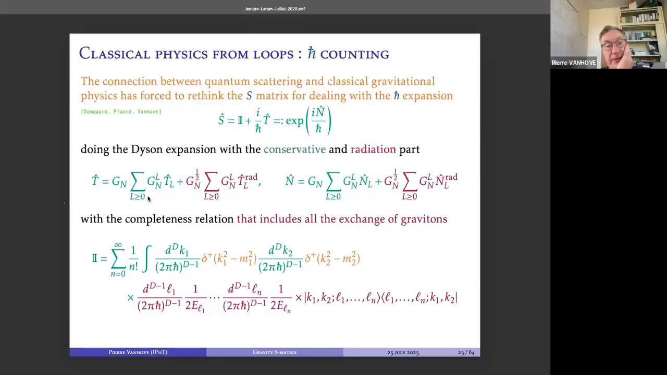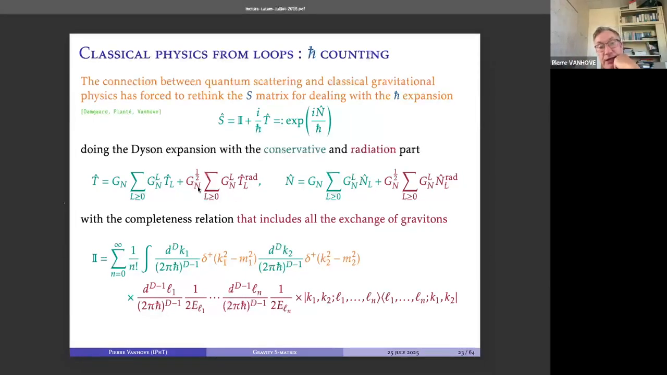Okay, so normally what happens is that the T matrix that you have has an expansion in terms of your coupling constant, which is G Newton. So of course, tree level, L equals 0. This is T0, so there is always G Newton, and then one loop is G squared, okay?